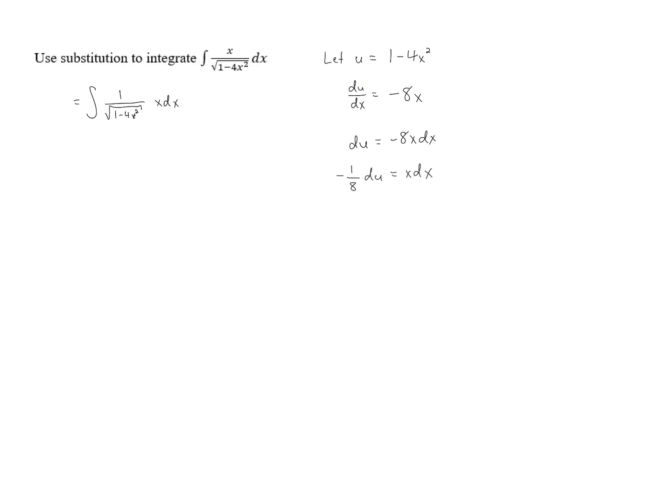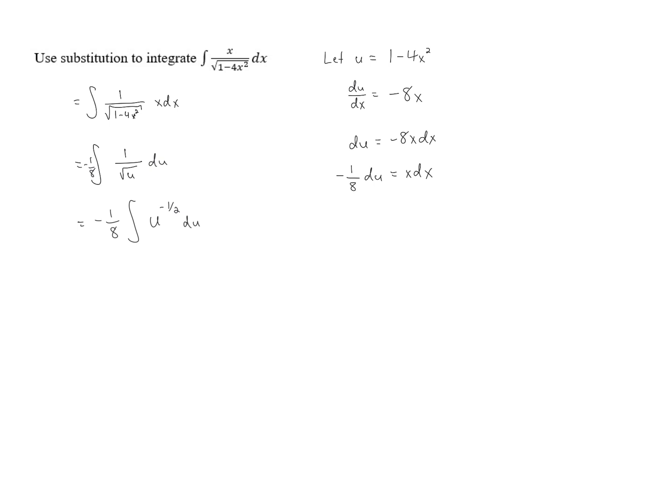And now we're able to go through and put that substitution in the integrand. When we replace 1 minus 4x squared with u, this is going to turn into 1 over the square root of u. And then that x dx is going to become negative 1/8 du. And I'm going to put that negative 1/8 out front. And we can rewrite this as u to the negative 1/2. Might make it just a little bit easier for us to use the power rule there.